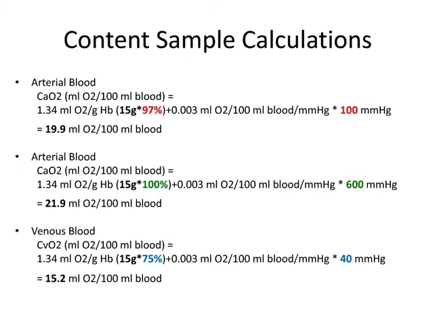However, if we put the patient on 100% oxygen, we see that hemoglobin is now 100% saturated, and there is a P little aO2 of 600 millimeters of mercury. Recall that because the partial pressure in the blood adds little to the total content beyond what is bound to hemoglobin, the total content increases to only 21.9 mLs of oxygen per 100 mLs of blood. Lastly, you can calculate the content of venous blood and see that it is only 15.2 mLs of oxygen per 100 mLs of blood.